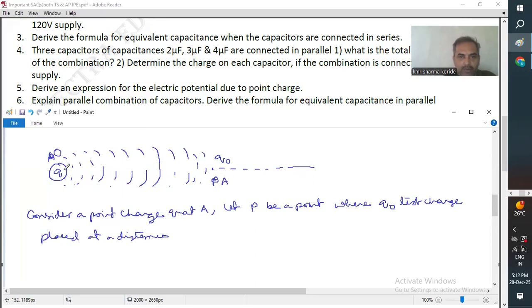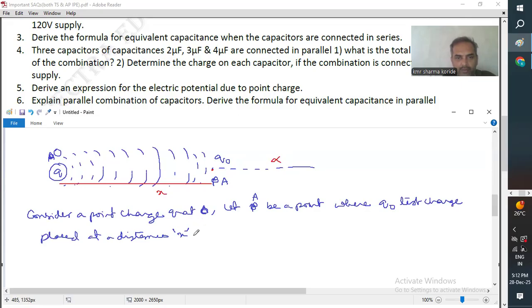This is somewhere O placed. This is charge Q placed at O. Let A be a point where the Q naught test charge is placed at a distance x. So therefore this is going to be x here. But initially Q naught is brought from infinity.